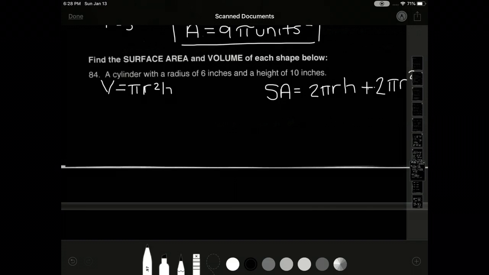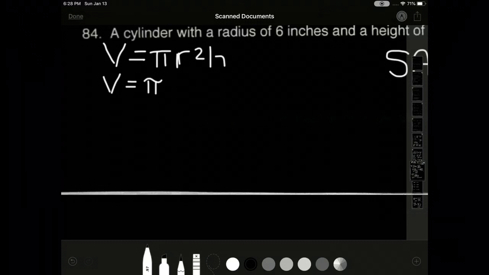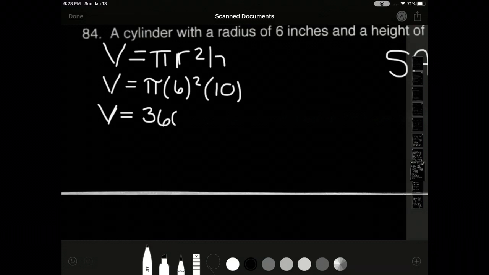Nice part is our formulas for surface area and for volume require that we know the radius and the height, which is exactly what we were given. So all we have to do is go ahead and plug some numbers in. So if we take a look at the volume first, I'm going to get pi times 6 squared times 10. So 6 squared is 36 times 10 is 360. So our volume is 360 pi, and it's inches cubed.